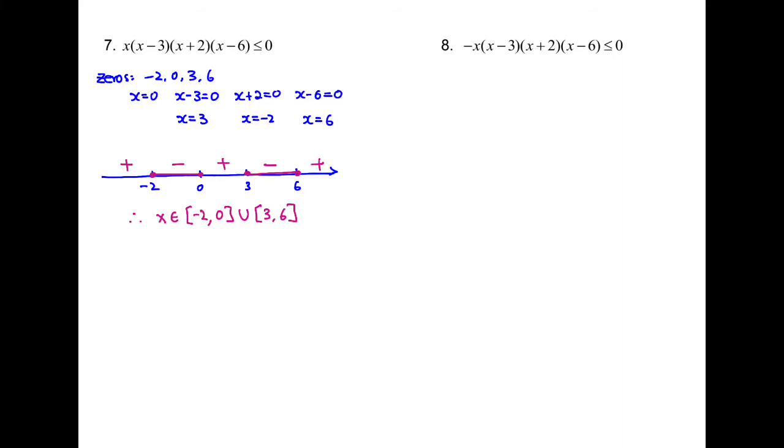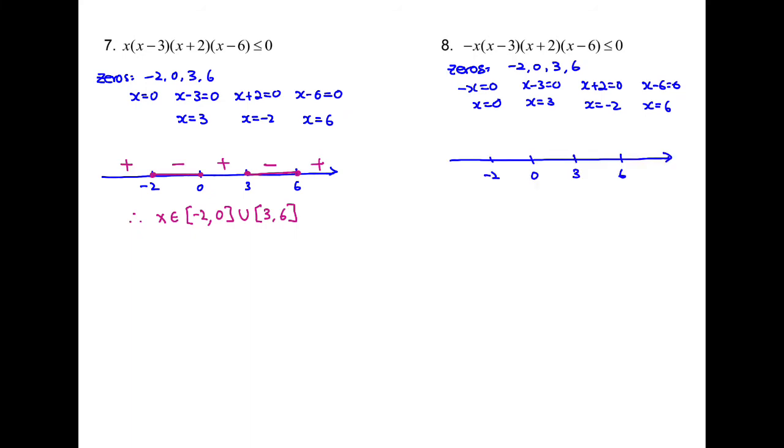Example 8. The only difference between this inequality and example 7 is that there is a negative sign in front of the x. So first, we find the zeros. We get 0, 3, negative 2, and 6. Again, we arrange them from the smallest to the highest and put them on the number line to cut the number line into 5 different intervals.